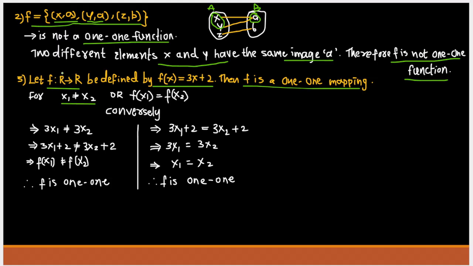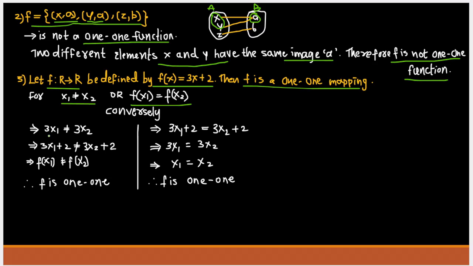So here, x1 not equal to x2, or f of x1 equals f of x2. These two are the considerations for a one-one function. Let's take these two considerations. Let's take the first one. Let's assume x1 not equal to x2. So this means no two elements from the set A are equal.